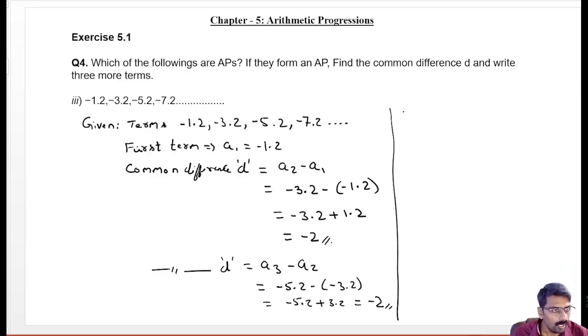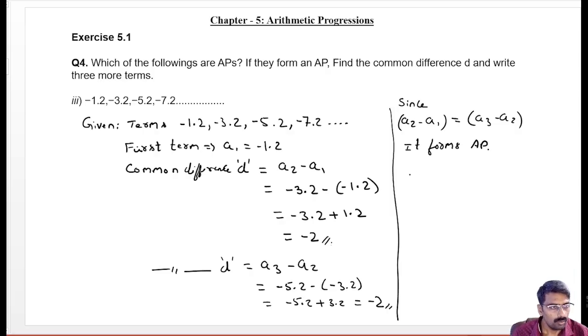So we can write, since A2 minus A1 is equals to A3 minus A2. Okay, it forms AP. It forms AP. So now we need to find other terms.